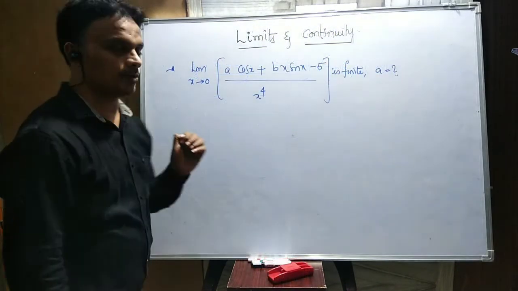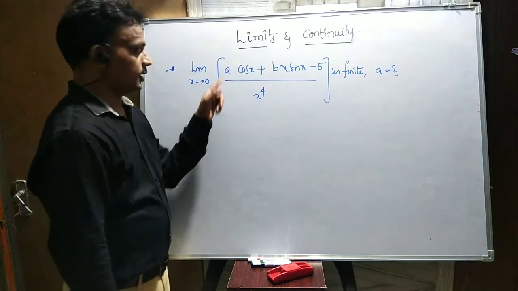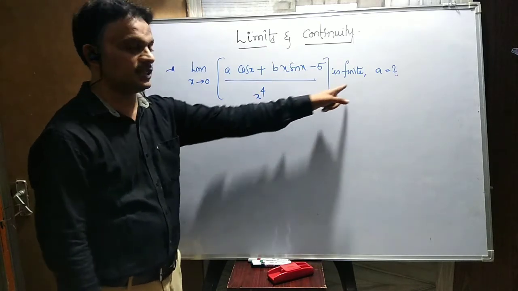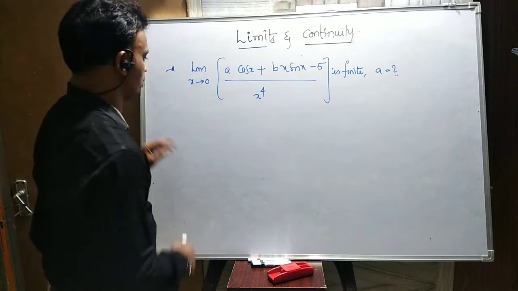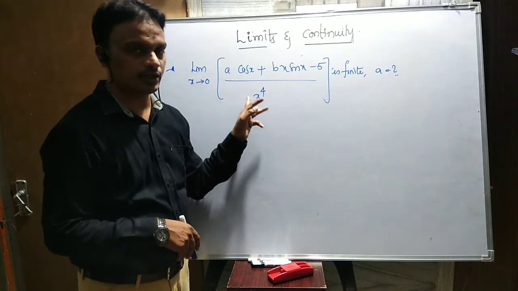Yes, students, one more problem for you. Same model problem. Limit x tends to 0, (a cos x + bx sin x - 5) / x^4 is finite. In that case, what is the value of a? So please apply the limit. So denominator becomes 0. Denominator is 0.